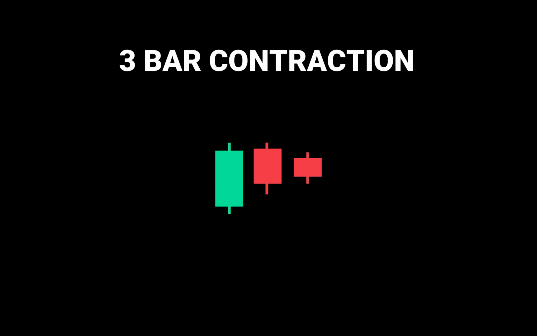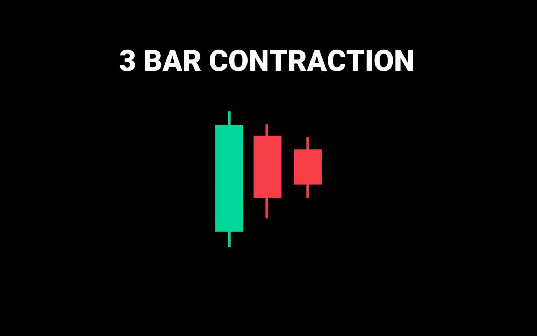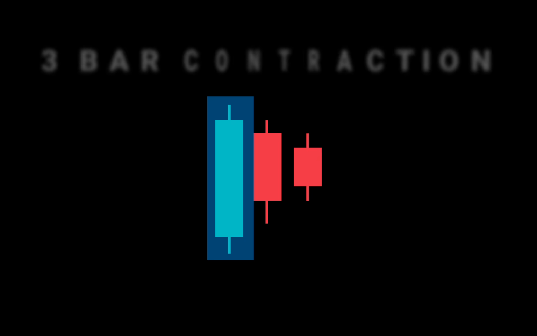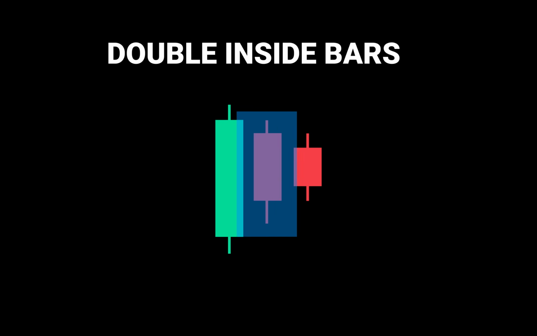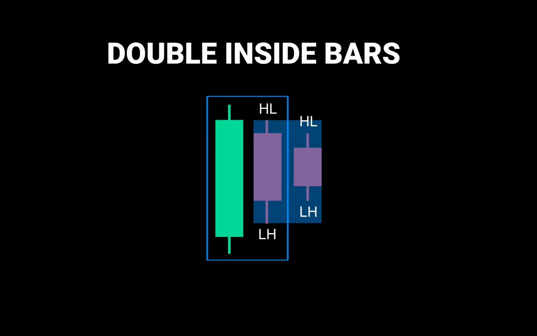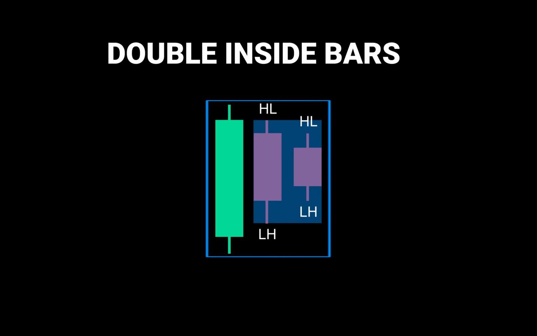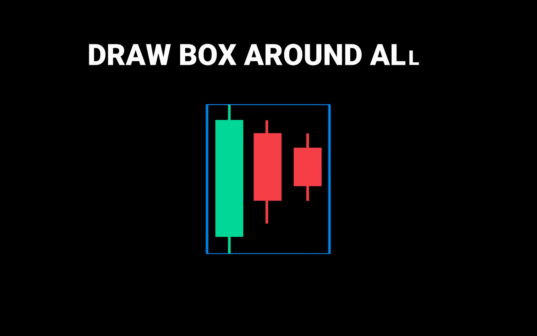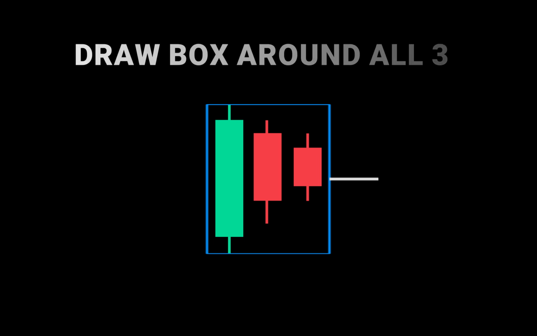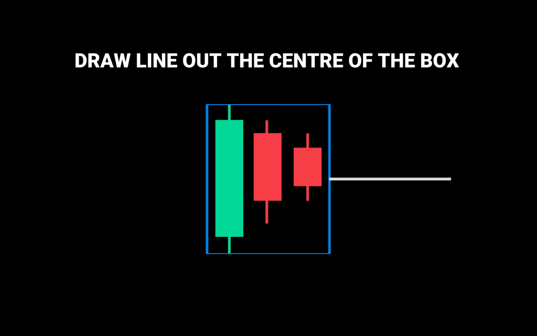Then we've got the 3-bar contraction master pattern. This is using 2 inside bars. So you typically have a mother candle, which is the bigger candle. Then you get 2 candles after it. Each one is consecutively inside the candle before it. So you're basically getting a mother bar with a candle inside it with a lower high and a higher low, and then another candle that has a higher low and a lower high. So it's 2 consecutive candles with higher lows and lower highs inside a mother bar. Once you get this on your charts, you just draw a box around it, you project a line out the center of the box, and there you have your contraction and expansion lines from this 3-bar master pattern.